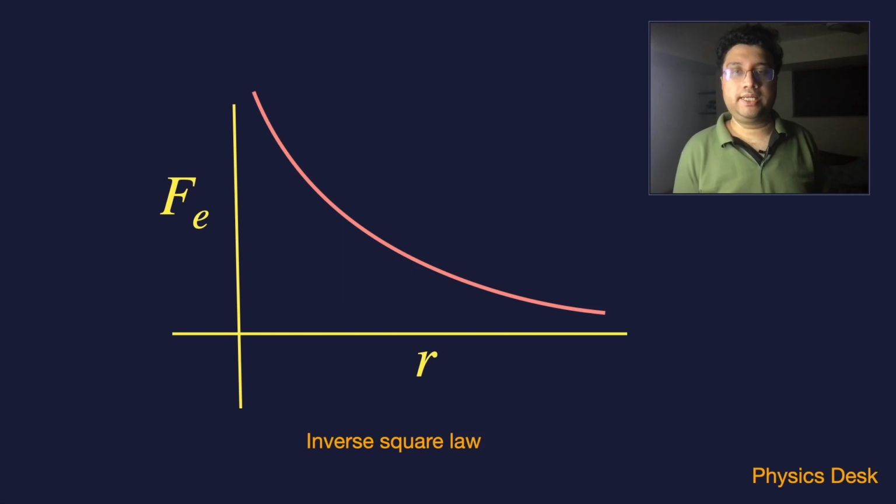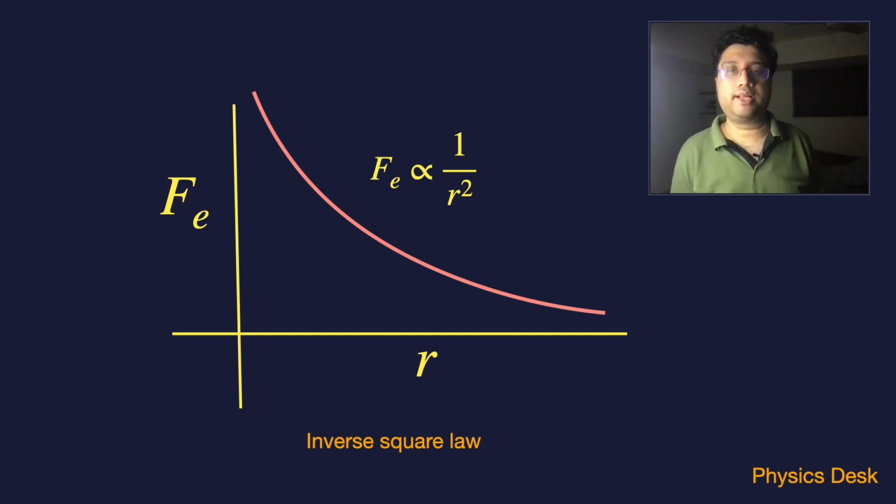As mentioned, Coulomb's law is an inverse square law, which means if the separation between the charges increases by n times, the force between them drops by n square times. So if the distance between the charges doubles, the force is reduced to 1/4 of its original value, and if the distance is tripled, it becomes 1/9 of its original value. Likewise, if the separation becomes half, then the force becomes 4 times its original value.